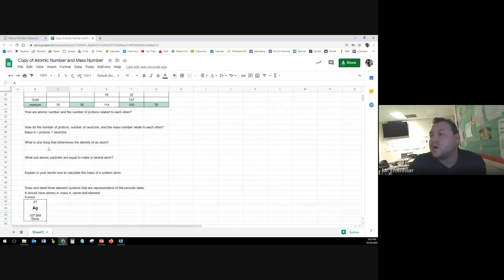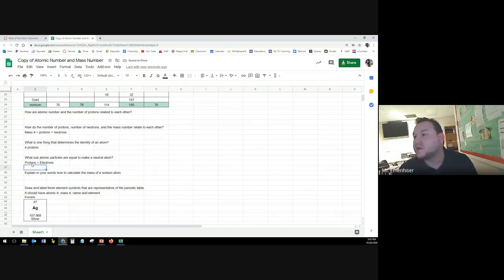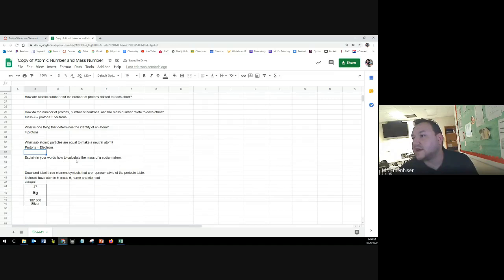Okay. What is one thing that determines the identity of the element or the atom? Number of protons. Okay. What subatomic particles are equal to make a neutral atom? Protons equal electrons. If you got 3 protons, you got 3 electrons. Right? Explain in words how to calculate the mass of a sodium atom.